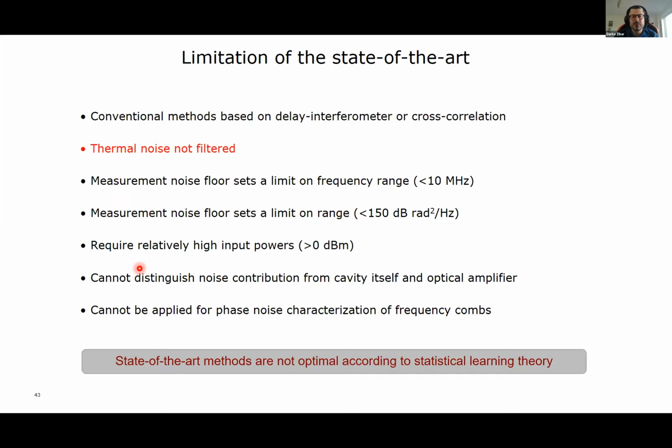This thermal noise will give you a measurement noise floor, which will set a limit on the frequencies you can measure. Typically, when we measure optical phase noise, we can measure it up to maybe 10 megahertz. This thermal noise, which results in a measurement noise floor, will set a limit on the range where we can measure. This means that we cannot measure below minus 150 dB radians per hertz squared. Moreover, especially for fiber sensing, you're interested in having as long a sensing range as possible. And then, fiber has an attenuation.